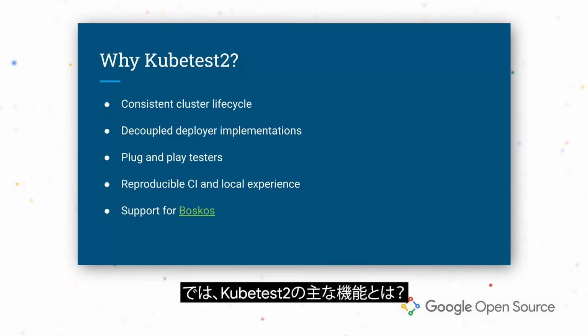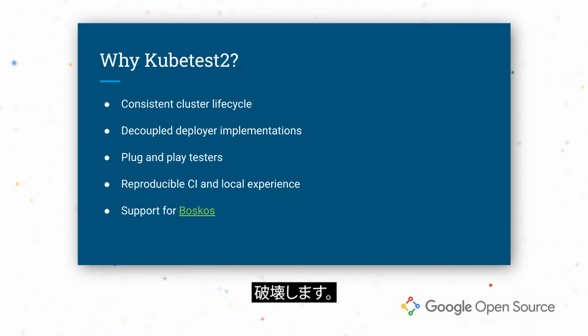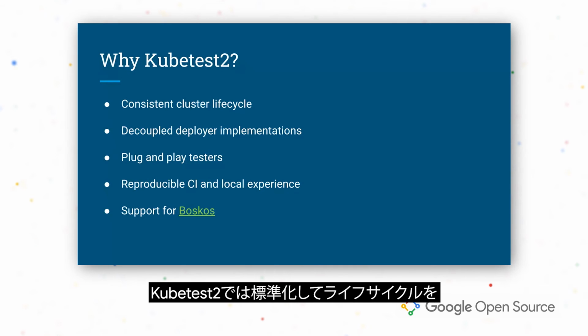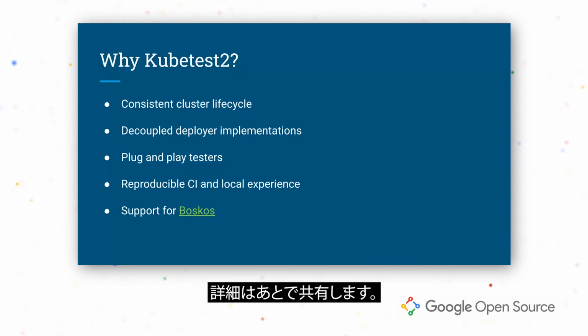So, what are the primary features that Kubetest2 provides? The number one feature that Kubetest2 provides is consistent cluster lifecycle. A typical testing flow for Kubernetes looks like building some binaries from your change, deploying the cluster, running some tests against the cluster, and then tearing it down. In Kubetest2, we have standardized and codified this lifecycle to make it easier to enable different testing workflows that you might have. We will go into some more detail in the upcoming slides.